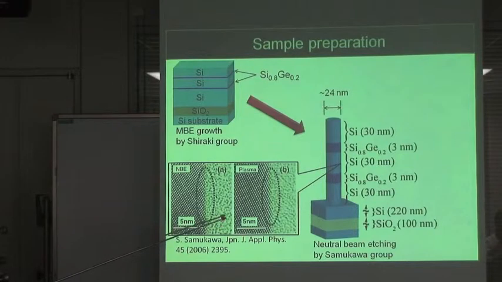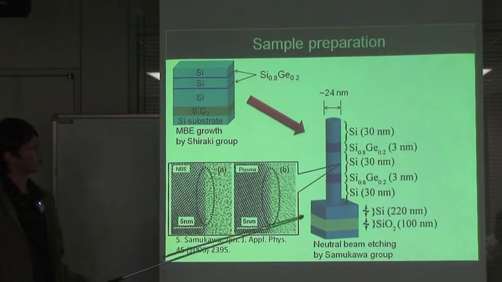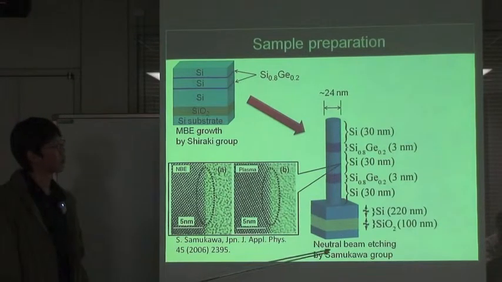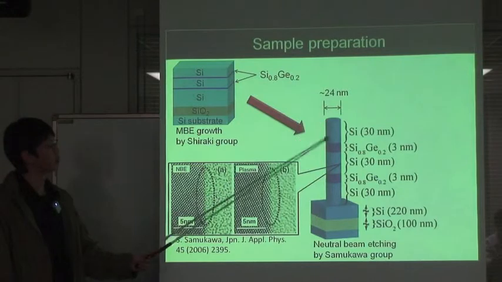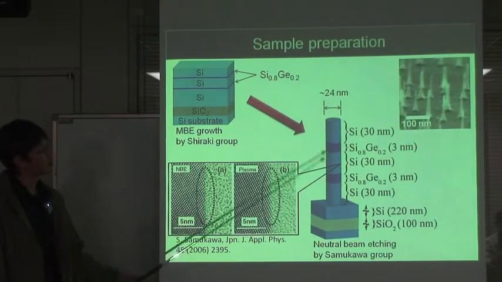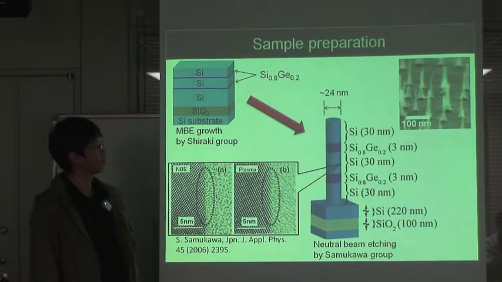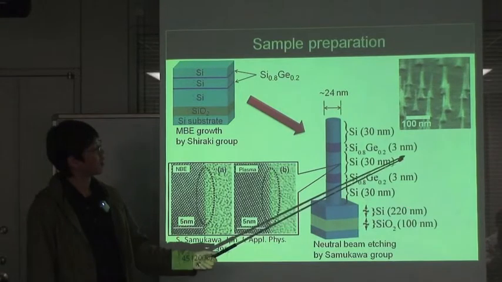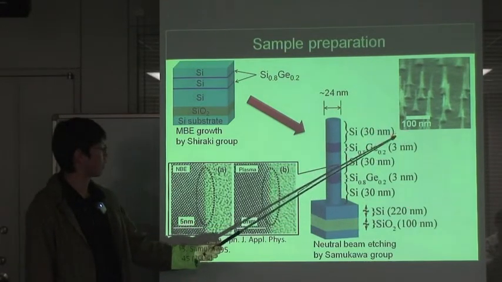These are the transmission electron microscope images of sample sidewalls etched by neutral beam and conventional plasma. We can see that the sample sidewall was made atomically flat by using neutral beam compared to conventional plasma. And finally, we could obtain these nanocolumns. The height is about 100 nanometers, and the diameter is about 24 nanometers. And this is a scanning electron microscope image of the samples. We can see that the sample was successfully etched by neutral beam etching.